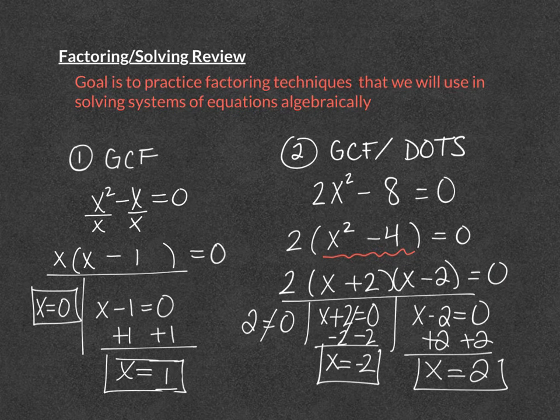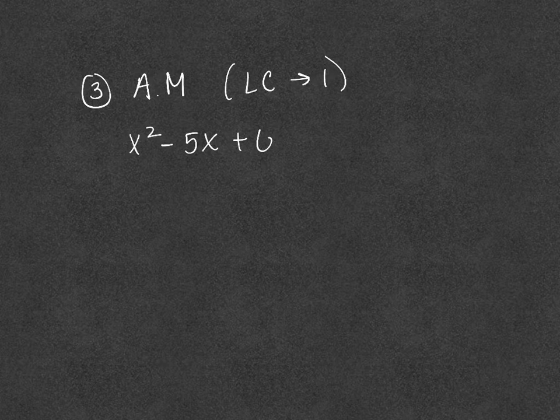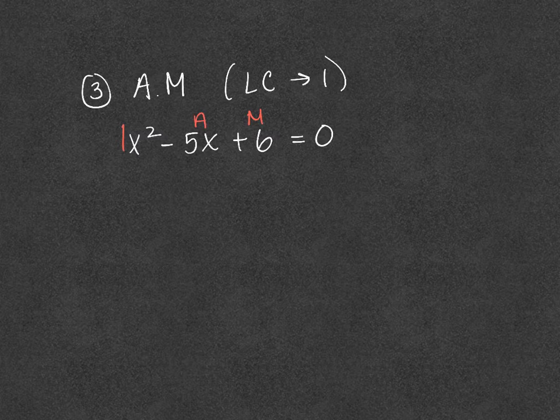Okay? Now let's get into the problems where you're going to probably see most often, which are trinomials. So example number 3 will be the AM method. And the AM method we only use when the leading coefficient is 1. So I'll put LC for leading coefficient when the leading coefficient is 1. So an example could be something like x squared minus 5x plus 6 equals 0. And we know that the leading coefficient in front of the x squared is 1, so we know we can do add multiply. So we want to find the factors that add to negative 5 that multiply to 6.